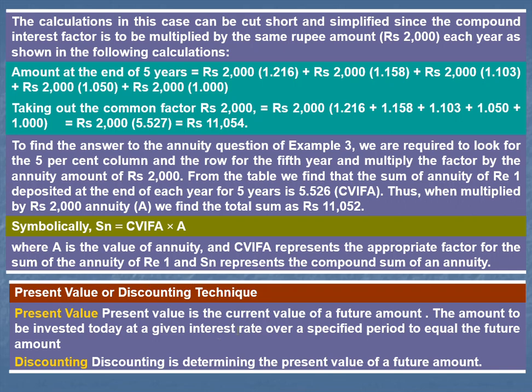So present value or discounting technique. Present value is the current value of a future amount, meaning the amount to be invested today at a given interest rate over a specific period to equal the future amount. And discounting means determining the present value of a future amount.